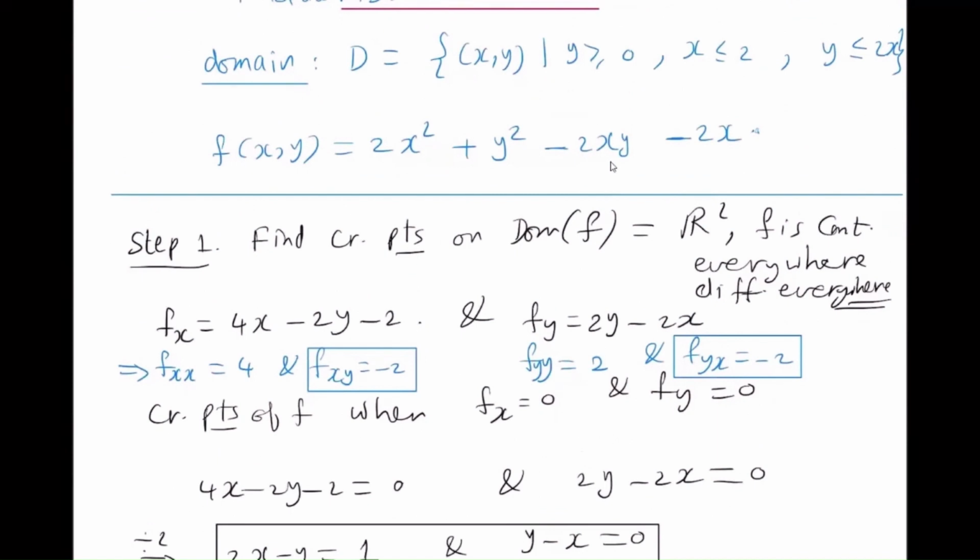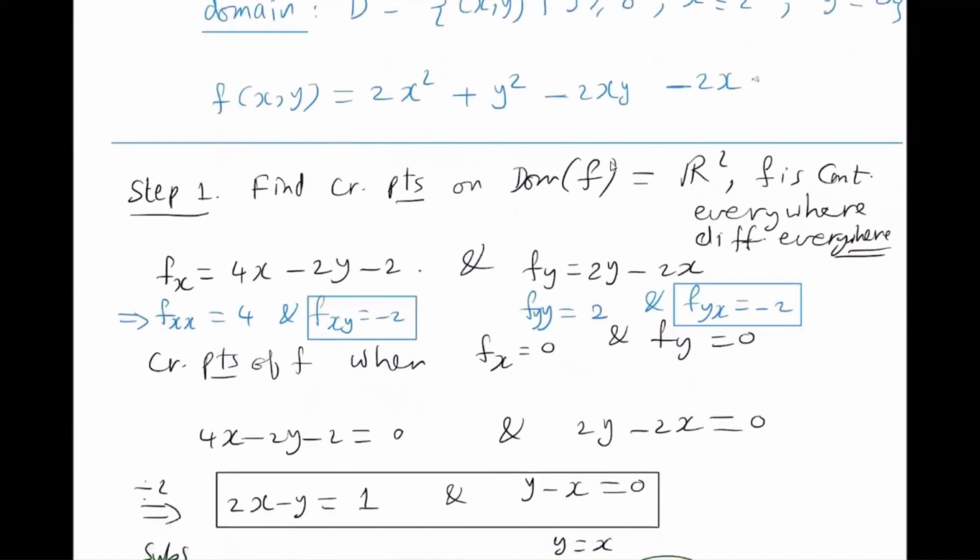If y is negative, rejected. If y is bigger than 2x, rejected. So how to do it? Differentiate, we get 4x minus 2y. We differentiate with respect to x, easy. This is negative 2y, here gives negative 2.